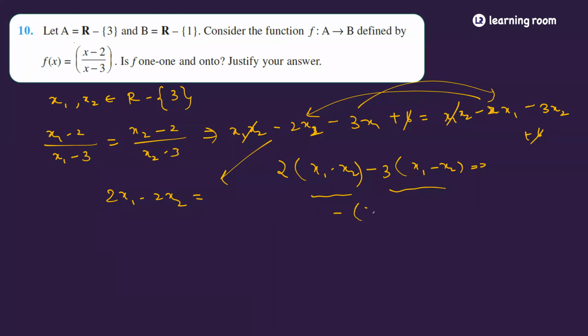Same thing though. Minus (x1 minus x2) is 0. x1 is equal to x2, or this is also fine. We'll go with this. Right? x1 is equal to x2. Hence, it's a one-one function. Then what about onto? Onto is challenging here.